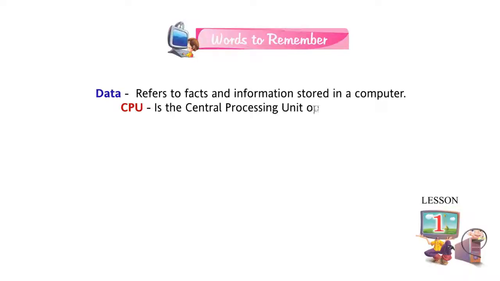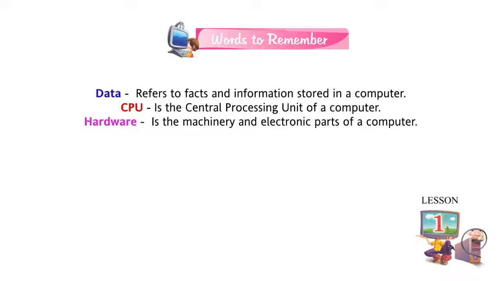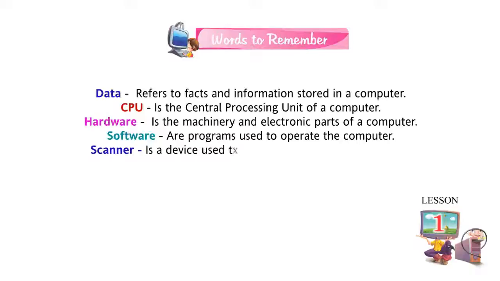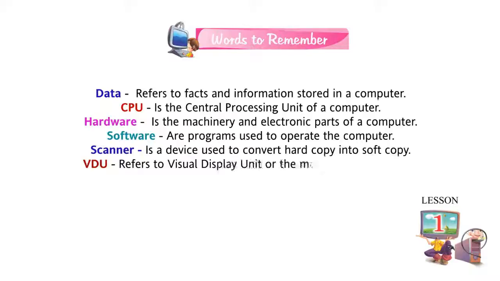Words to remember. Data refers to facts and information stored in a computer. CPU is the central processing unit of a computer. Hardware is the machinery and electronic parts of a computer.